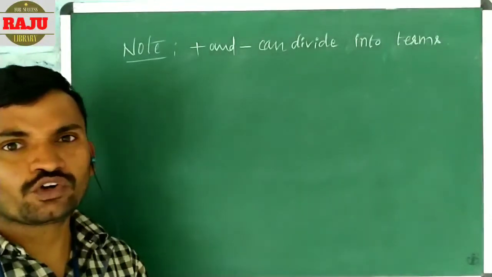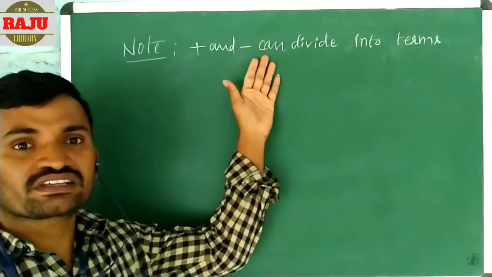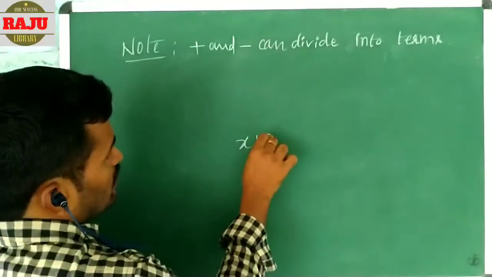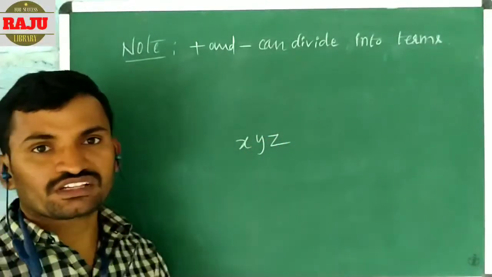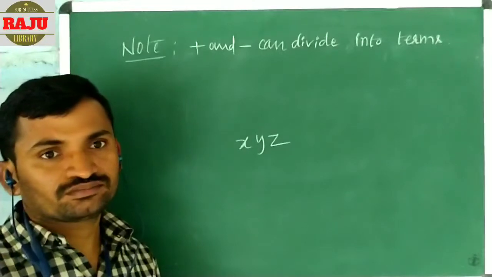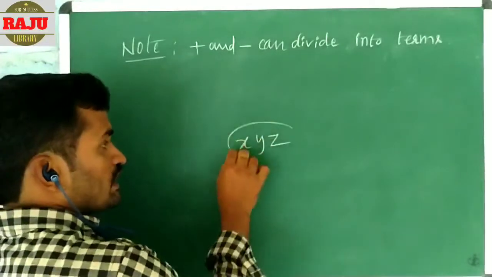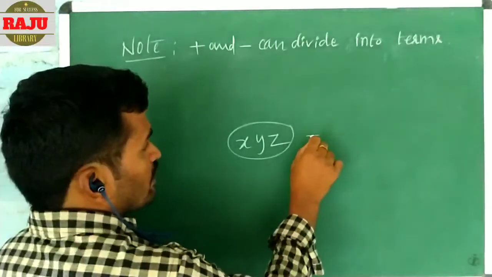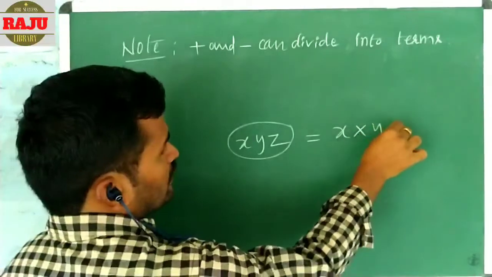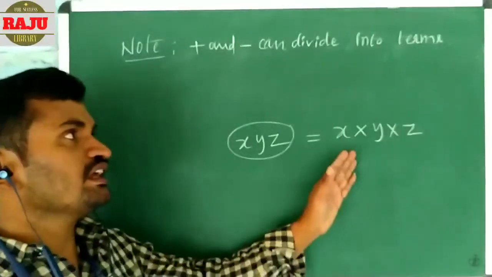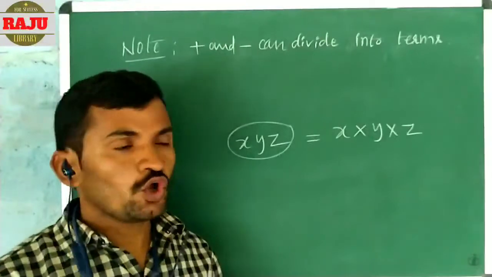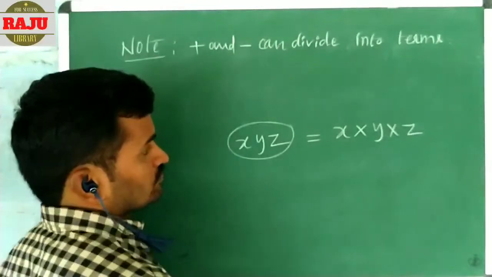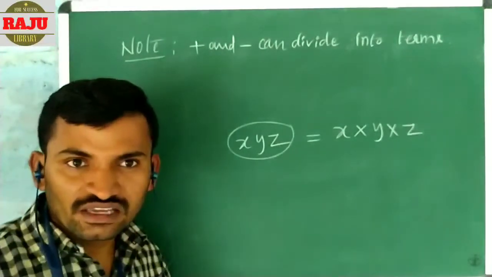Children, here one important note is plus and minus can divide into terms. Here, if you take xyz, how many terms are there? Here, it is a single term. Why? Because xyz means x into y into z. Is there any plus or minus? No. See, it is x into y into z. It means xyz. It is a single term.